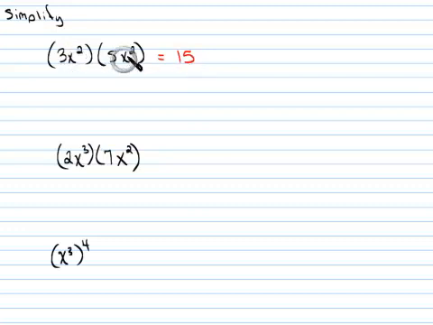Then the x squared times an x squared. It's like taking 2 x's times another 2 x's. That means you're multiplying x 4 times. You add those powers. Again, the long way of doing this, if you wanted to do it this way, you could do this.